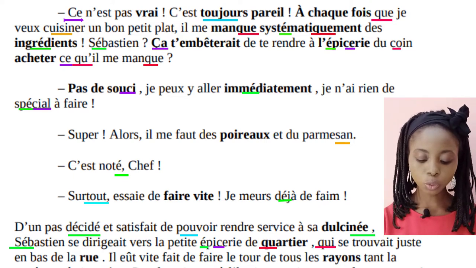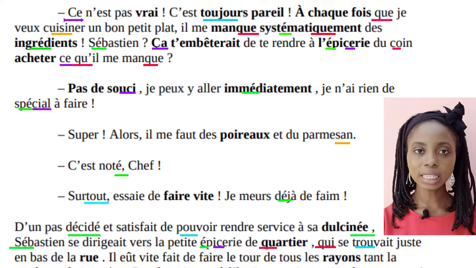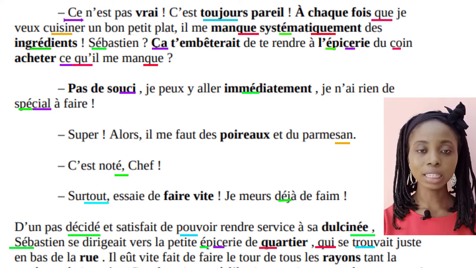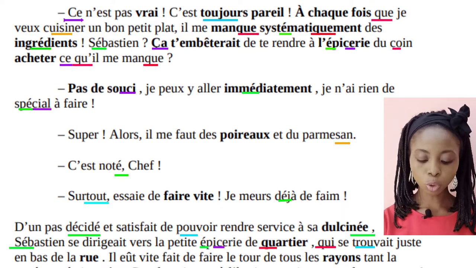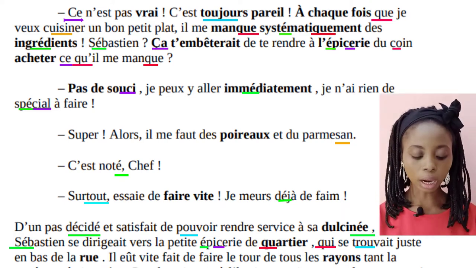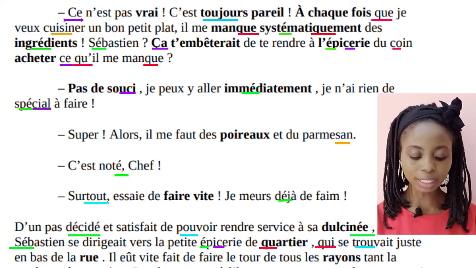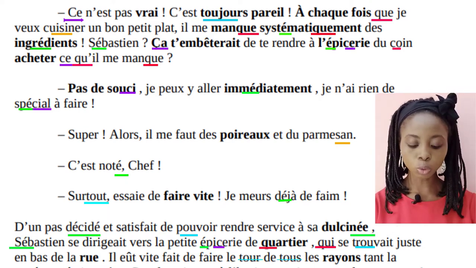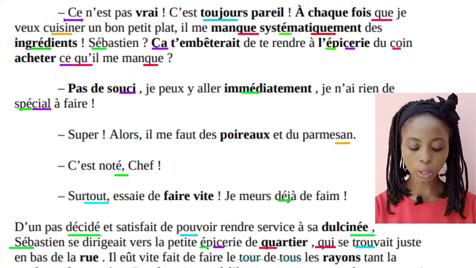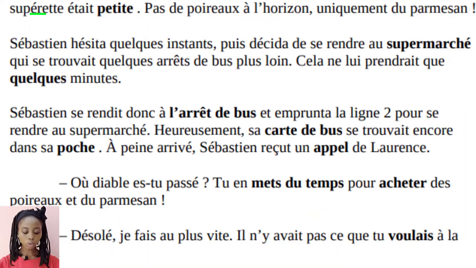Qui se trouvait, don't let us forget our U sound and our qui plus I. So we have our QU, which gives us the sound qui, K and I. So we have qui se trouvait juste en bas de la rue. Il eut vite fait de faire le tour de tous les rayons. Don't let us forget our U sound. Tant la supérette, our E accent aigu, était petite.